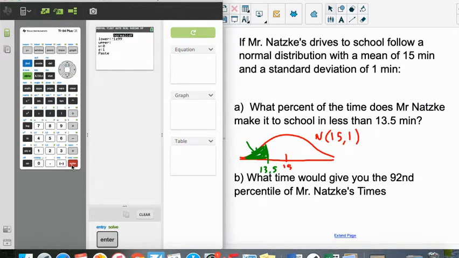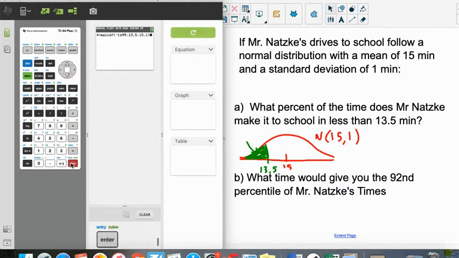Now the lower bound for our area is a really, really small number. As you can see, they put -1 times 10 to the 99th, -1e99. So very, very small number. The upper bound for our area, we want to be over here where the cutoff is 13.5. The mean in our problem is 15. And the standard deviation is already set at 1.